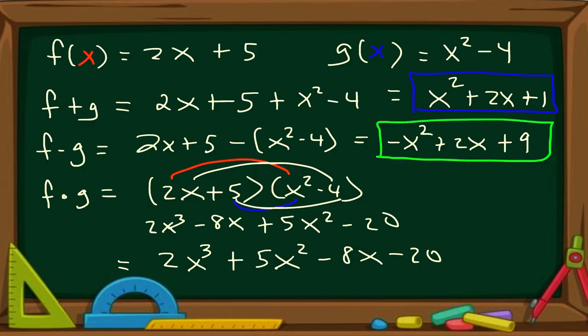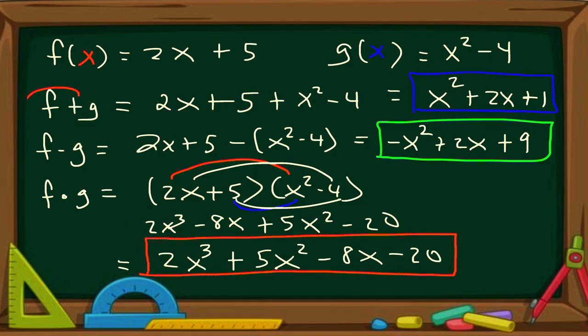Now what is the domain of the three functions that we found? Let's start with f plus g. What is the domain for that? Whenever you have a polynomial, be it a binomial, trinomial, or many terms where you don't have any fractions, no radicals, or logarithmic functions, the domain will be all real numbers. There's no restrictions on the value of x in this expression.